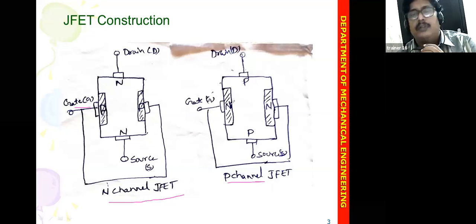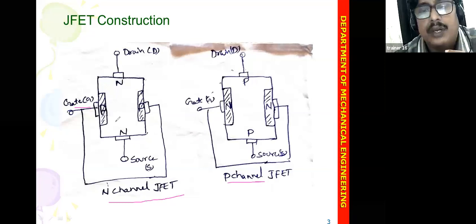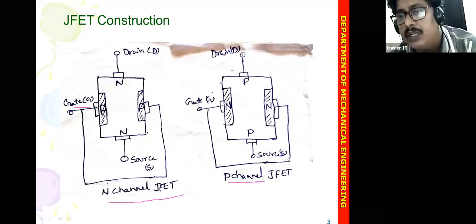So this is the construction. You have to observe clearly. On the gate side, P-type semiconductor is there. That is called N-channel JFET, and the total is N-type semiconductor. But here in the P-channel JFET, the gate is N-type and the body is P-type. So, the next, we'll go for the next slide.